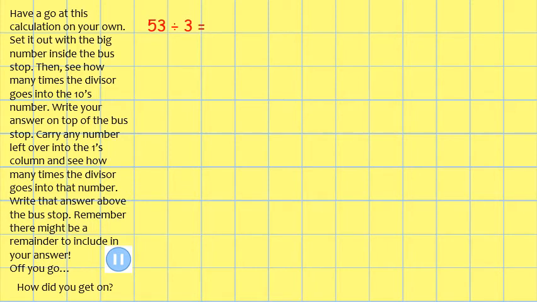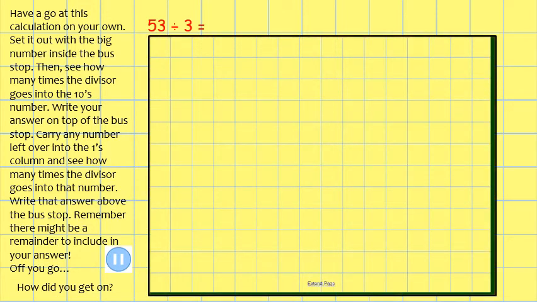How did you get on? So let's see how you did. Okay, so the sum was 53 divided by 3. So I've chosen a slightly smaller number for us, and a times table that we've been practicing. I know that you've done this. You've written your 2-digit number there. You've surrounded your 2-digit number with our bus stop. If you remember, this denotes that it's a division sum. And then outside of the bus stop is where you've put the divisor.